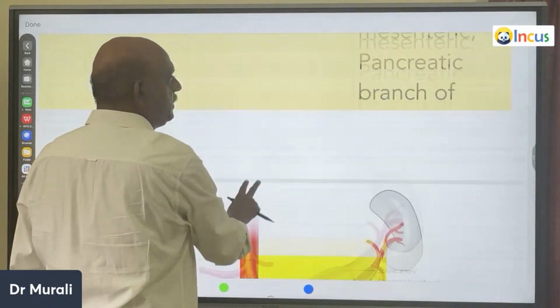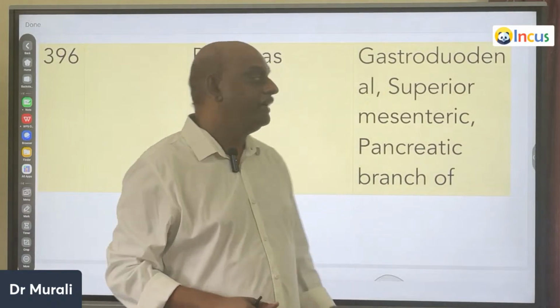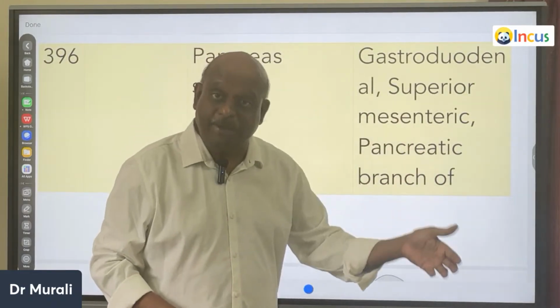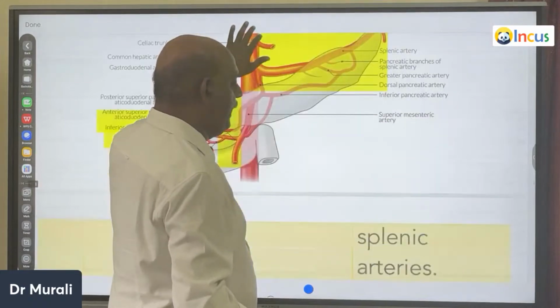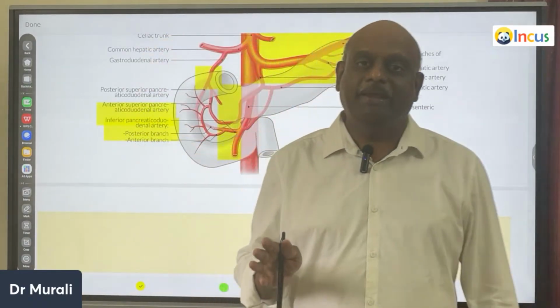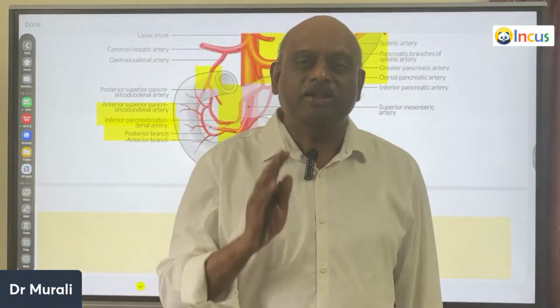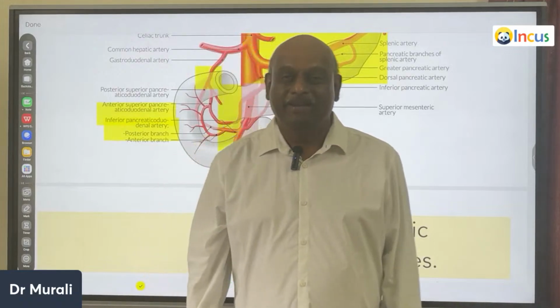So summarize, doctor: gastroduodenal artery, superior mesenteric artery, pancreatic branch of the splenic artery, they are the ones which are supplying the blood to the pancreas.